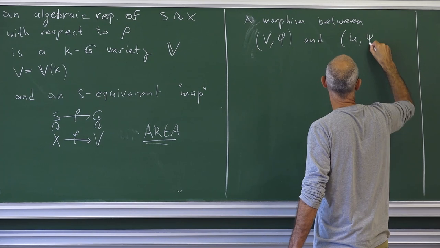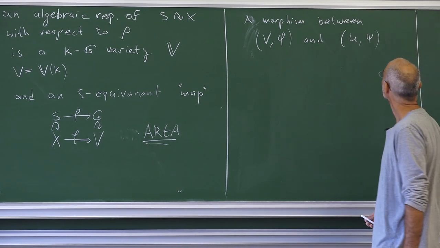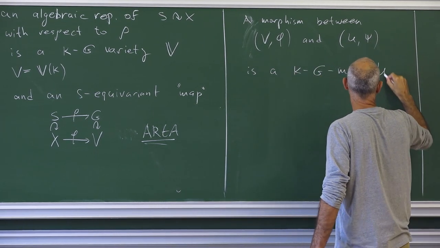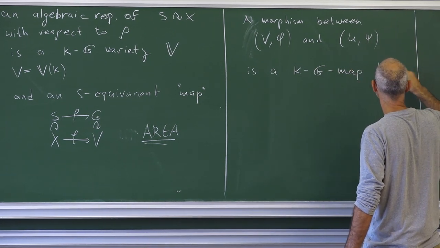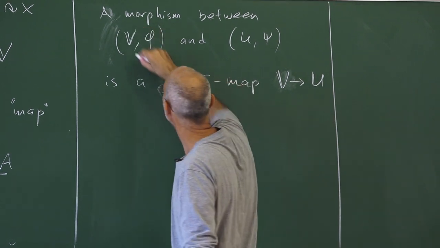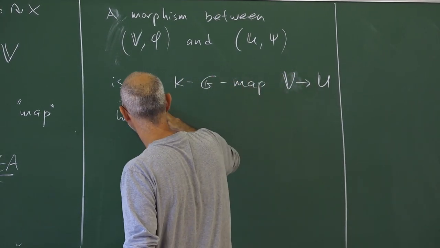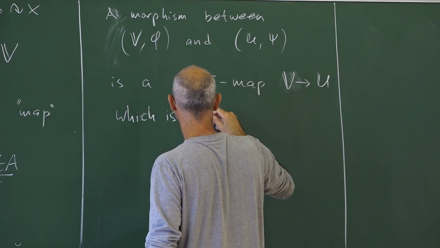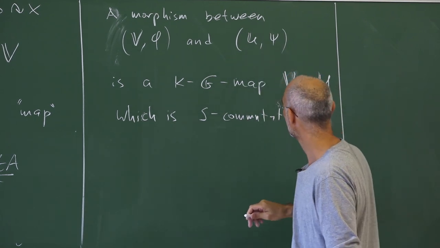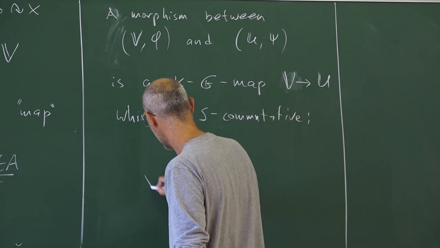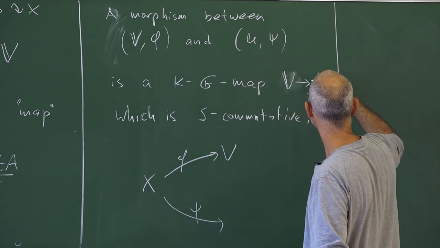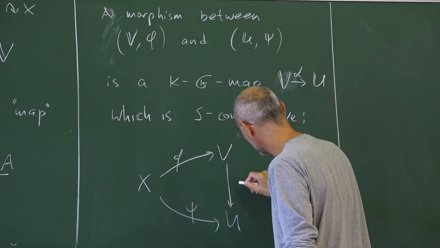And I assume I have another one, U and Psi. Psi is a K G map, let's boldify it, V to U. Usually I will not boldify, just for once, for the definition. V to U, which is S commutative. So I have X goes to V, goes to U, and let me call this one alpha. And I want a map alpha.